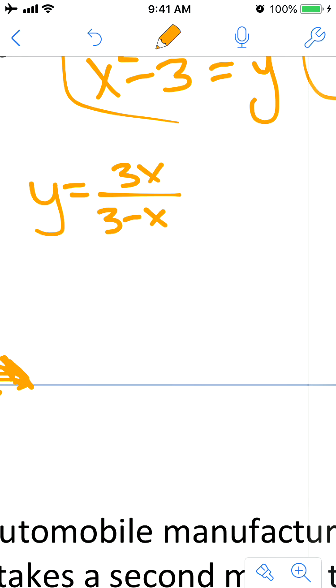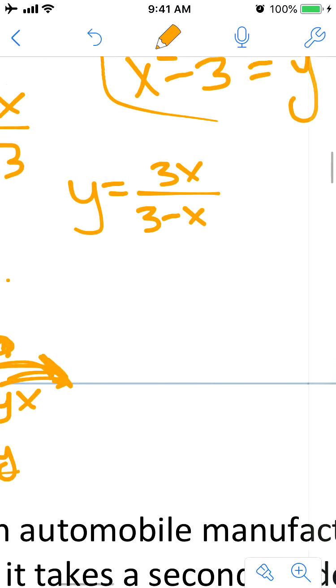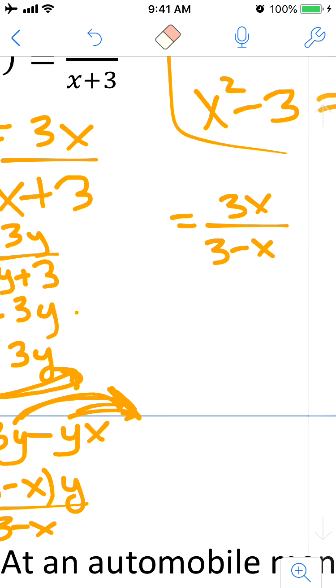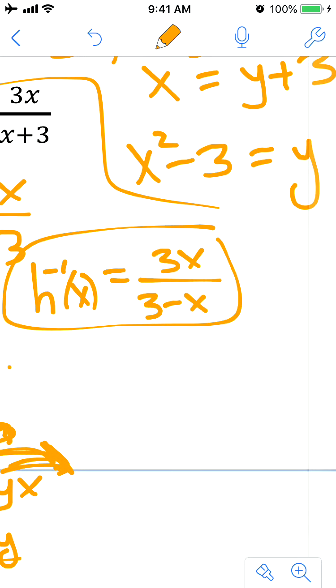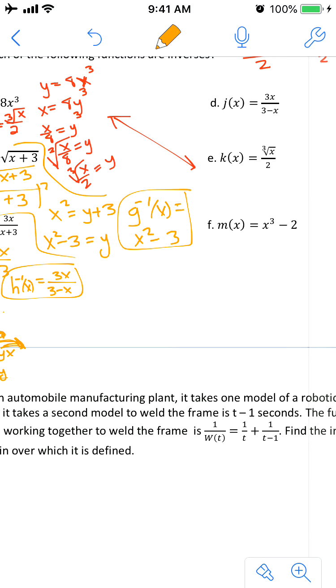Alright, and what letter is this? It's H inverse. So H inverse is 3x over x minus 3. Do we have that anywhere? We do. It's the same thing as J. Fabulous. Okay, so we use this one.